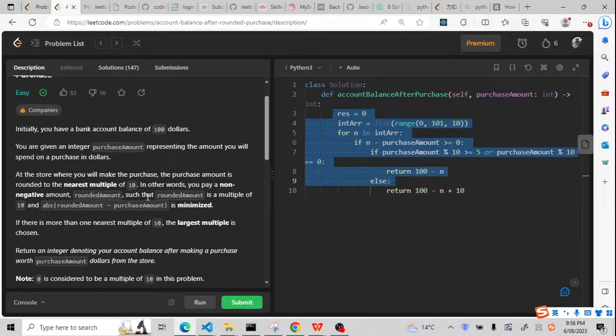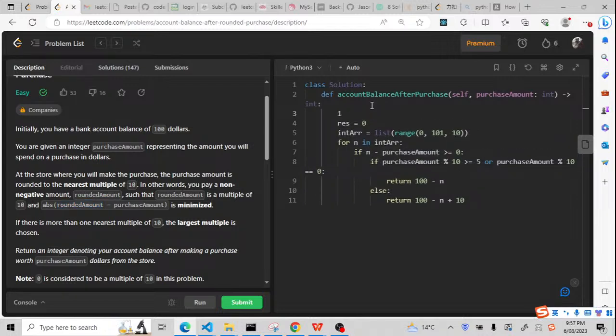Here, such that round amount is a multiple of 10. This means we have a round amount that is a multiple of 10, and the absolute value of the difference of the round amount minus the purchase amount is minimized. This means we have some numbers, for example.